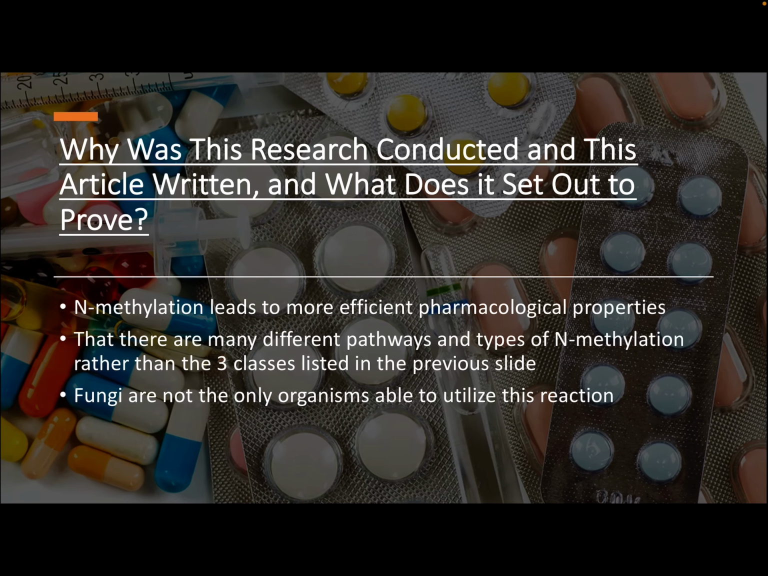If scientists could prove that bacteria utilize this biochemical reaction, they would be able to more efficiently incorporate it into modern-day pharmaceuticals, because bacteria are much easier to work with and also much more abundant in nature than fungus that utilize this reaction. On top of this, the scientists who conducted this research wanted to prove that there are many more metabolic pathways that lead to N-methylation rather than the ones previously linked to the three classes listed in the previous slide.